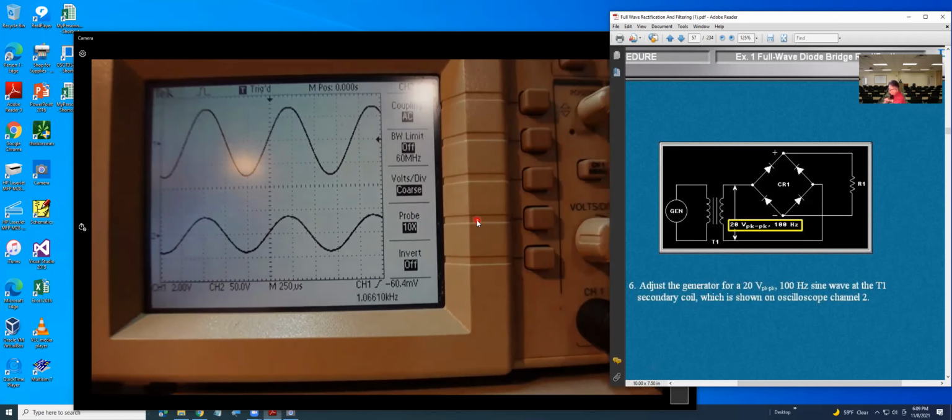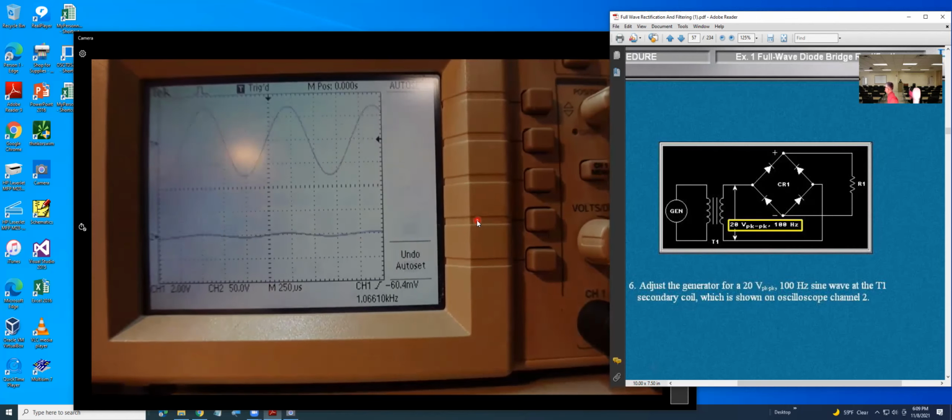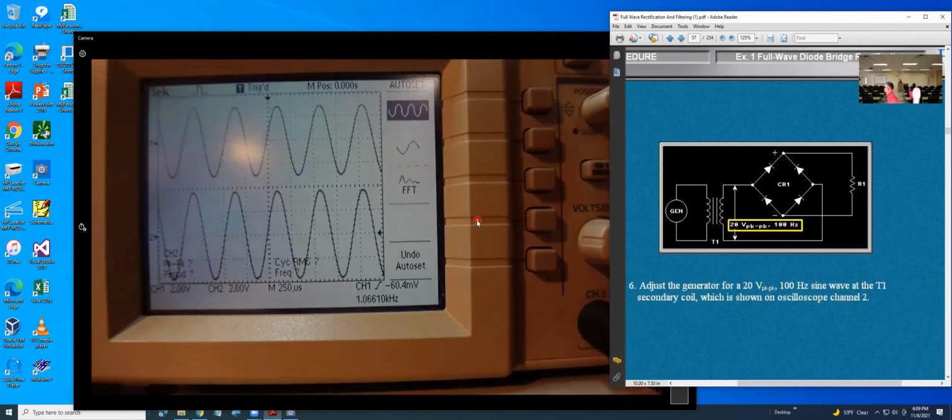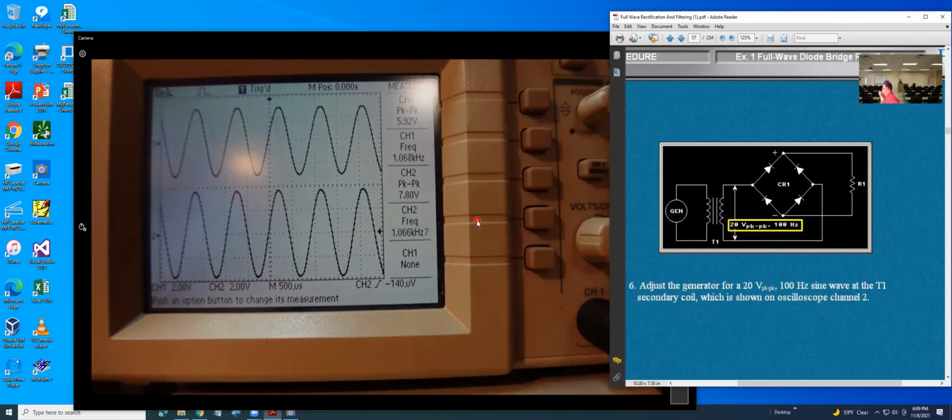Okay, and the scope probe will be set also by 10. So this one, I believe it will be by 10. Okay, so now auto set measure. So right now, the voltage is still the same. Okay, so I make sure that the scope probe will be by 10.